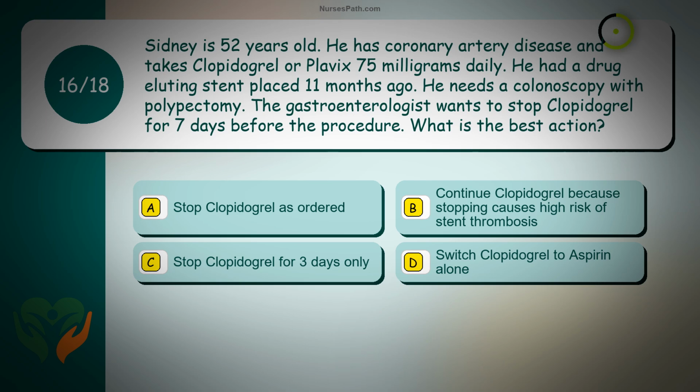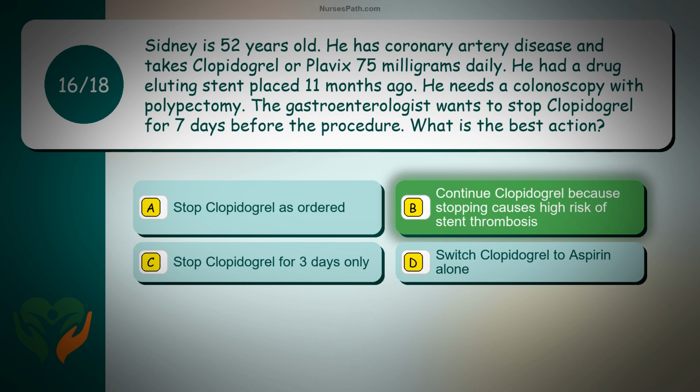Option A, stop clopidogrel as ordered. Option B, continue clopidogrel because stopping causes high risk of stent thrombosis. Option C, stop clopidogrel for 3 days only. Option D, switch clopidogrel to aspirin alone. The correct answer is option B. Continue clopidogrel because stopping causes high risk of stent thrombosis.